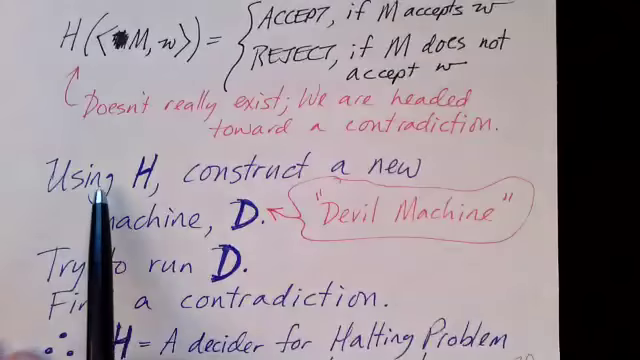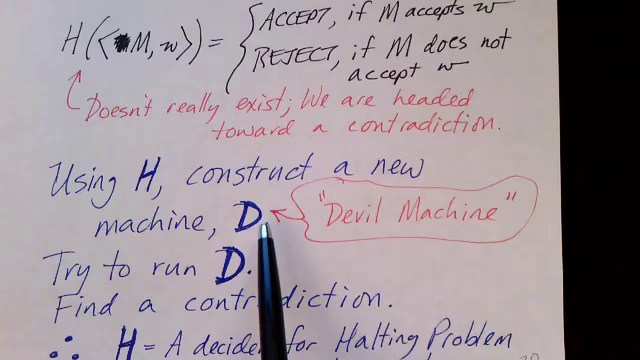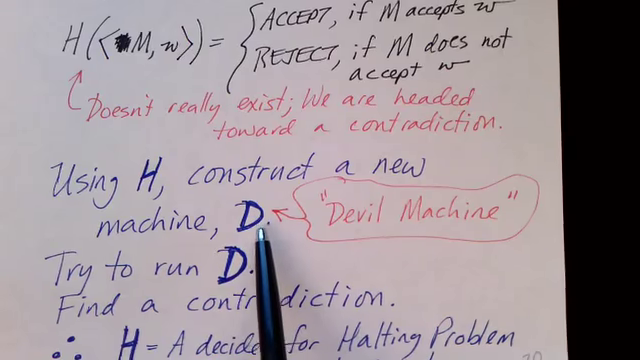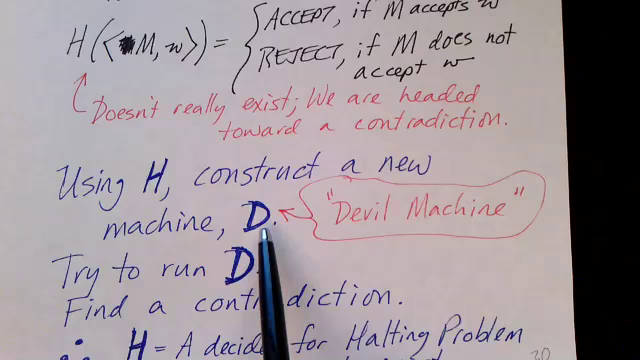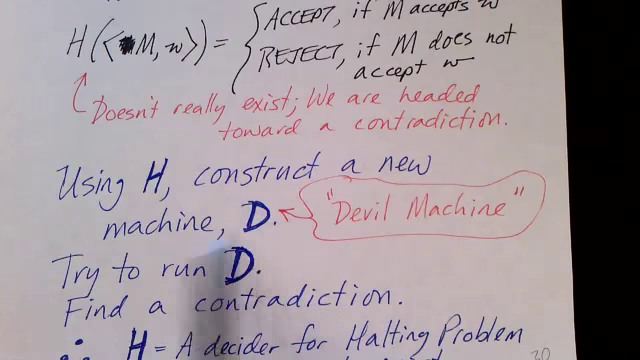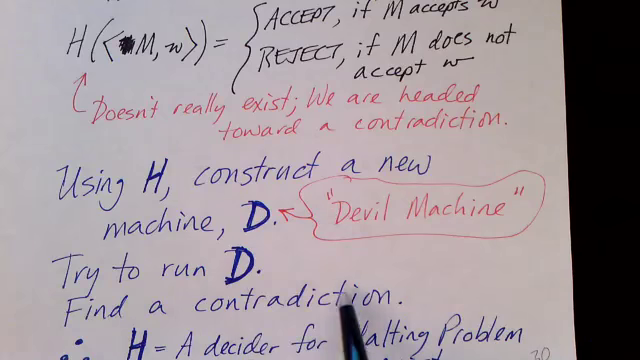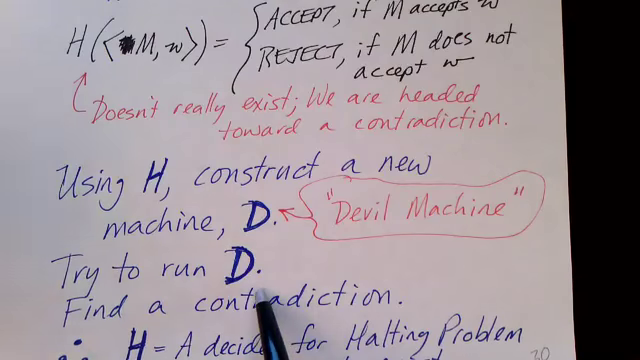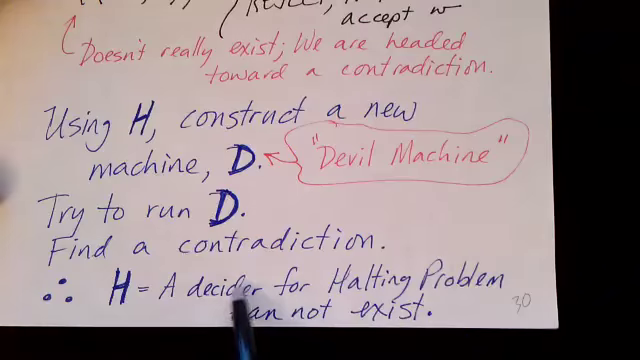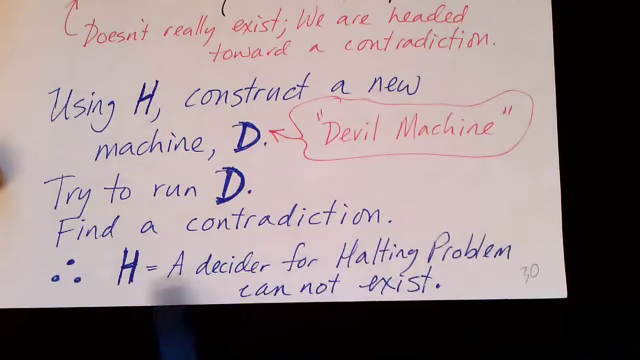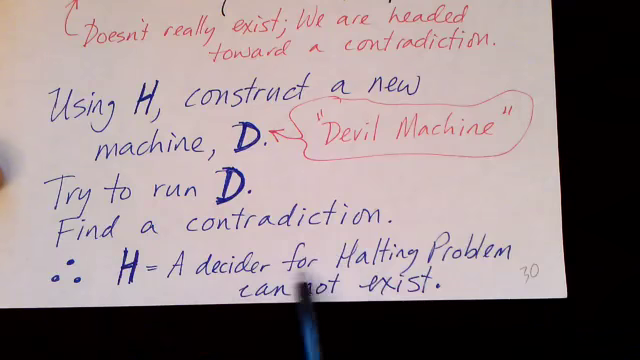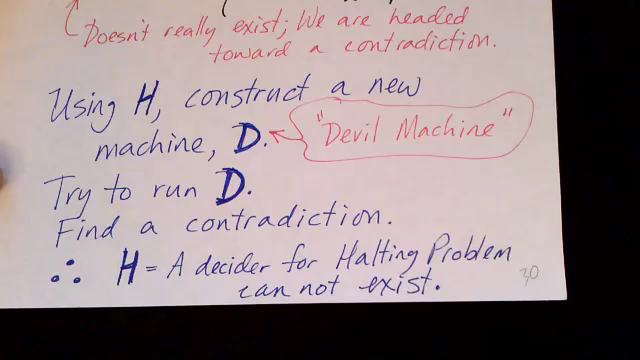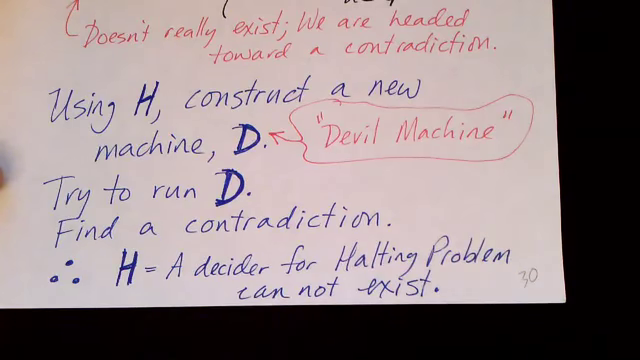So we're going to use H to build a new machine called D, which I call the devil machine. D stands for devil. It's a little bit tricky to understand what this machine does. But we're going to construct D, and then we're going to run D, and we're going to come up with a contradiction or a paradox. And we're going to see that D can't exist because it doesn't. We'll see the contradiction. And then we'll conclude that our assumption was wrong, that H does not exist, that there is no decider for the halting problem. So let's get started and look at it in more detail.